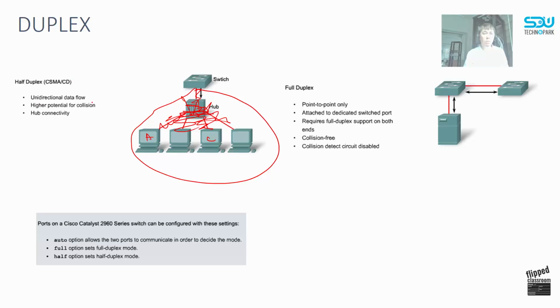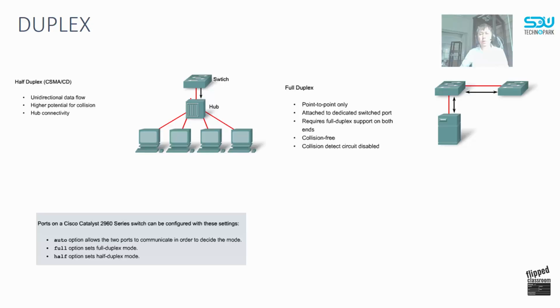There is unidirectional data flow when we have half duplex, because only one device can send information at one time, and the others are receiving this information. There is a higher potential for collisions, and it is hub connectivity based. So we have a switch and a hub. If a switch port connects to a hub, then it is a collision domain. Full duplex is point to point only.